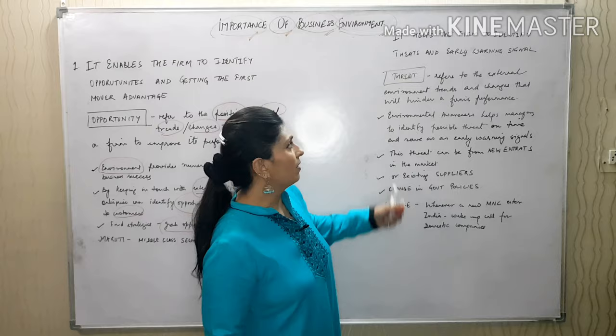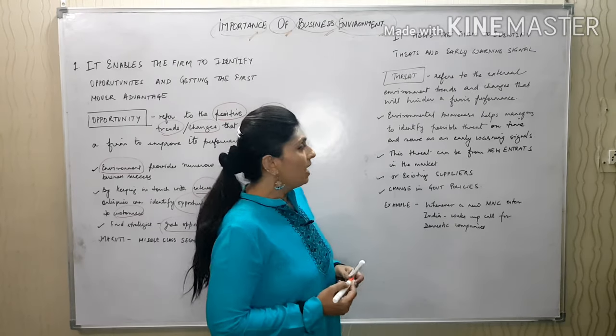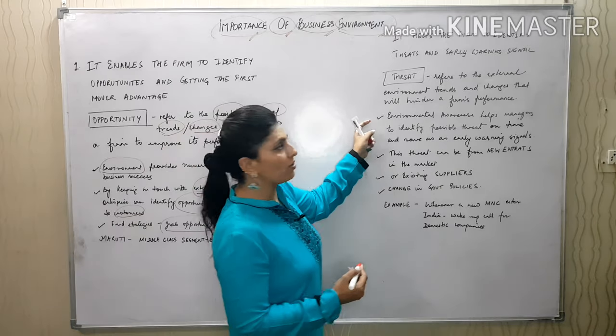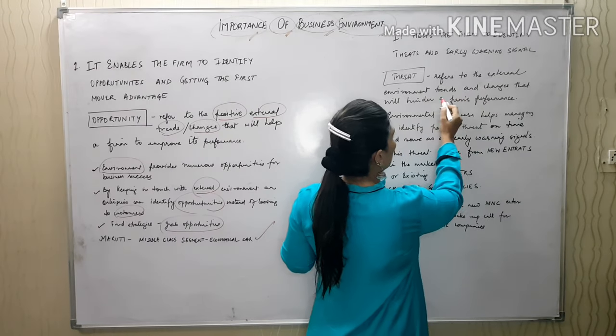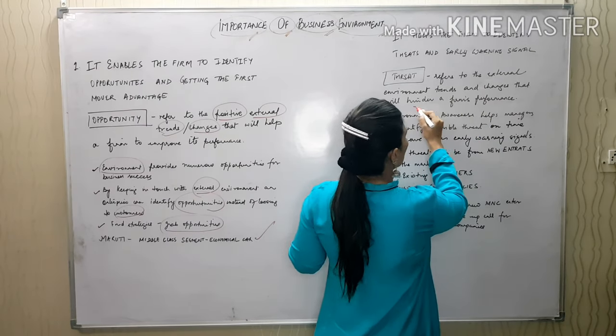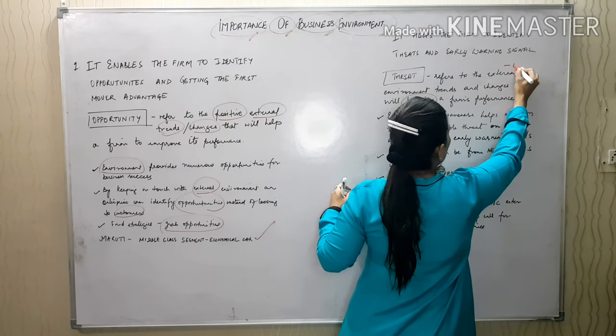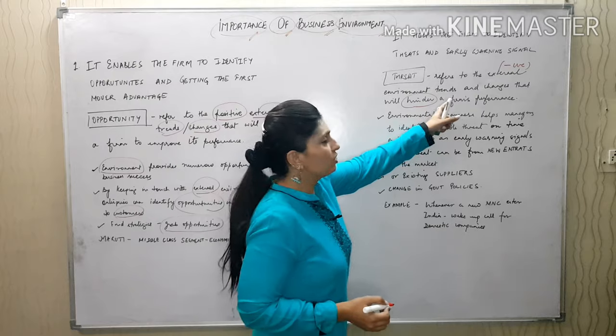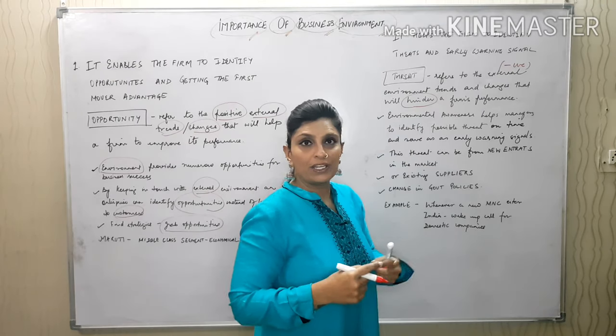Similarly, when you talk about threat, now what is threat? If it is positive external environment, this is of course negative. So it refers to the environment trend that changes or hinders the performance. So it's basically a negative trend or negative changes which are actually hampering the performance.